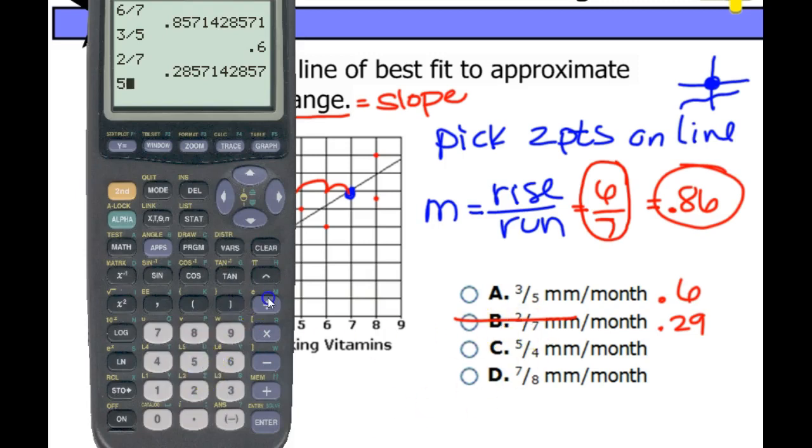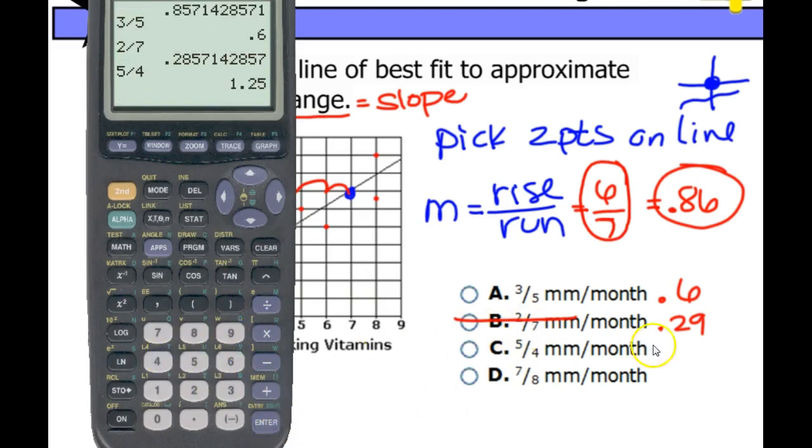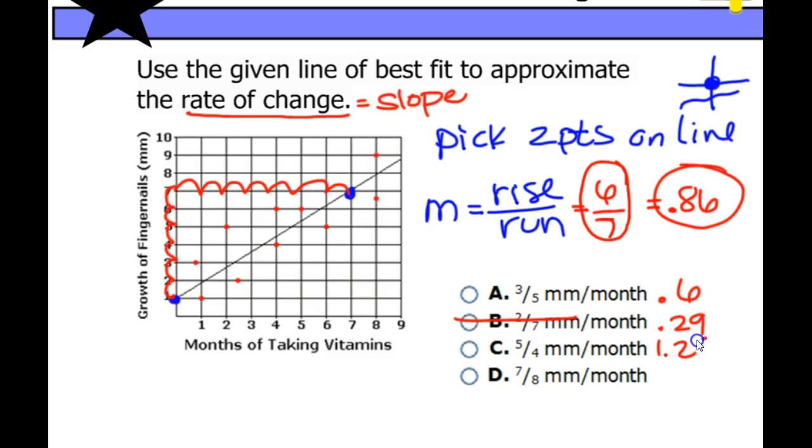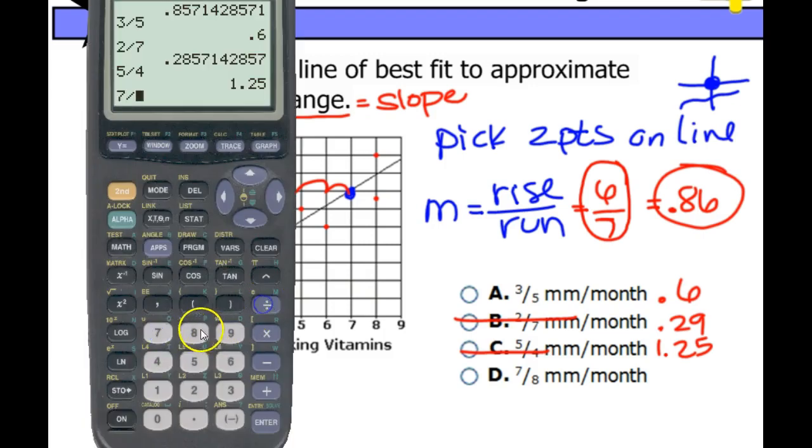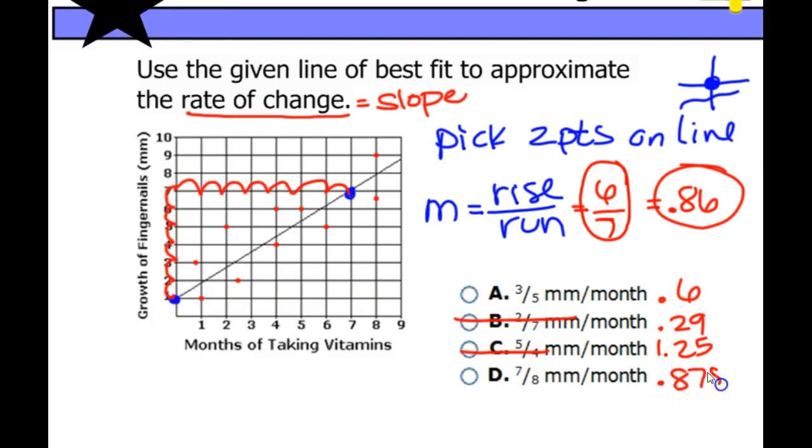Then 5/4, 5 divided by 4, well there's 1.25, that's over 1. Probably not going to be that one. And then we have 7/8. 7 divided by 8 is 0.875. If I rounded that, that would be 0.88, which is pretty close to 0.86. So I know that out of those choices, D would be the best answer.